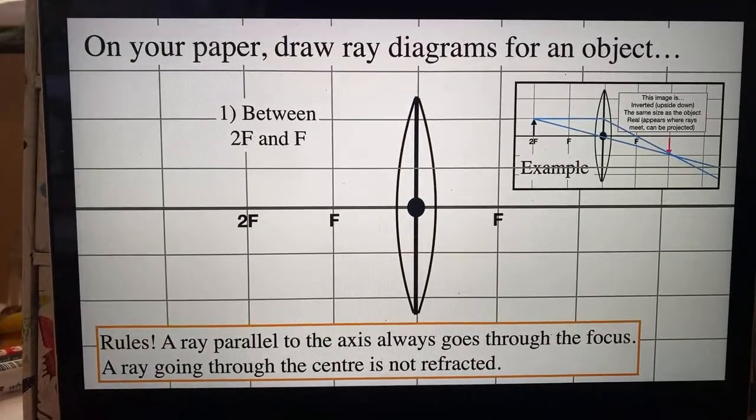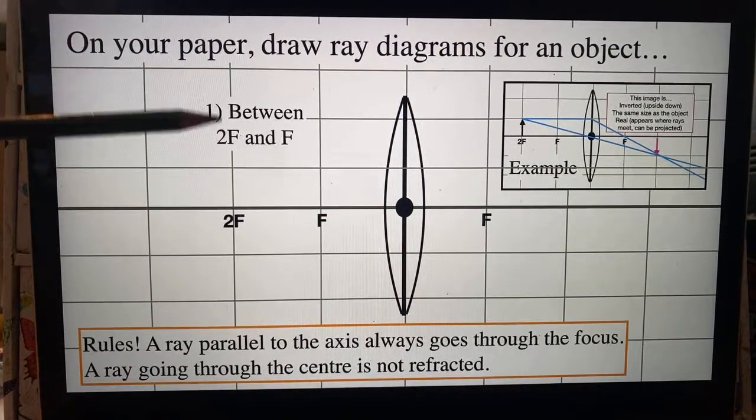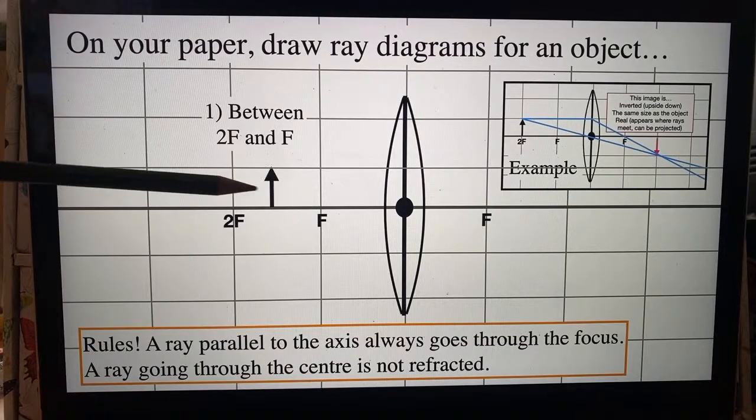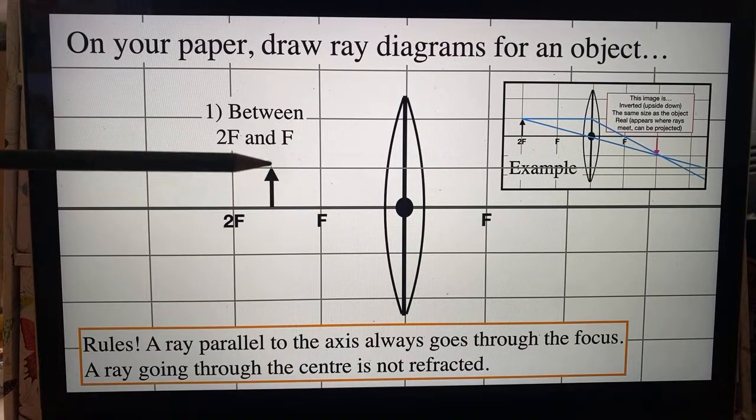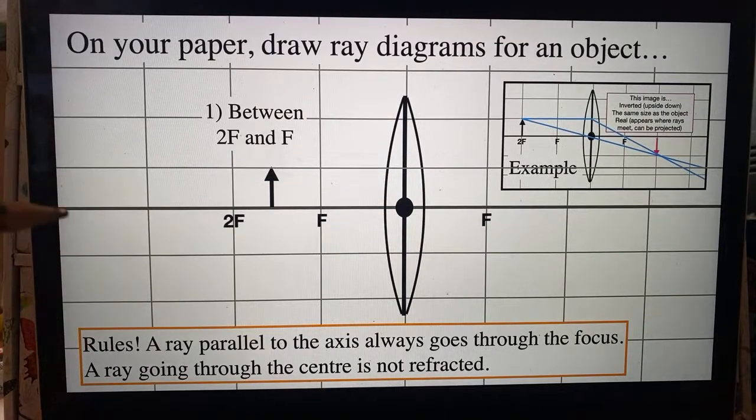Can you please, if you have folded a piece of A4 paper in half 3 times, either way, can you draw the same sort of ray diagram for an object which is between 2F and F? So just draw that little arrow on your piece of paper and then draw the rays and see what happens on the other side.